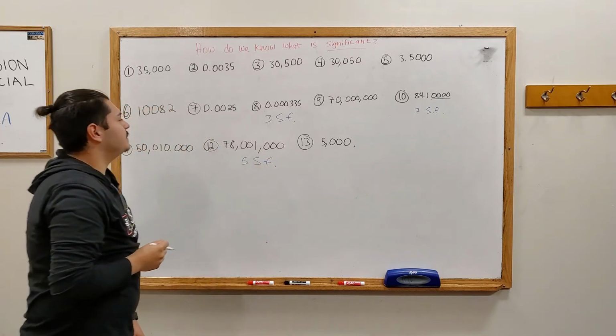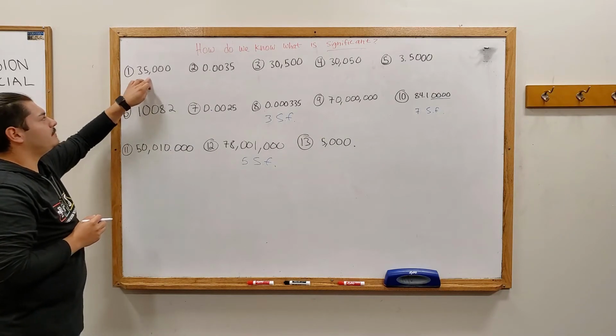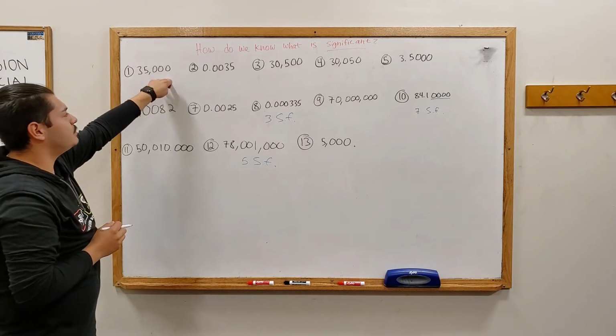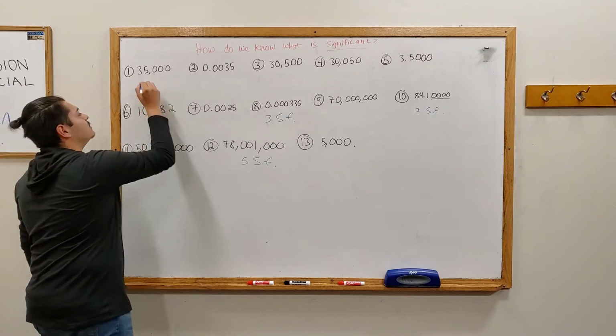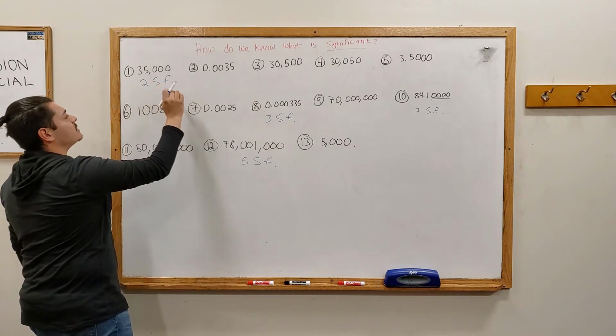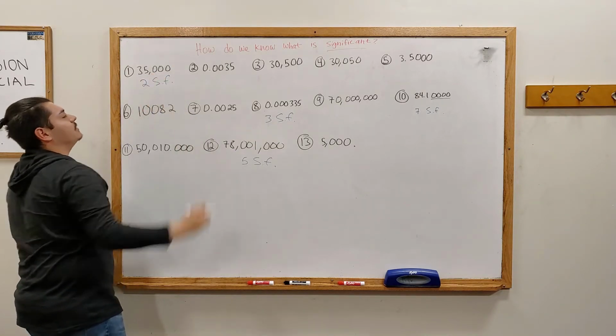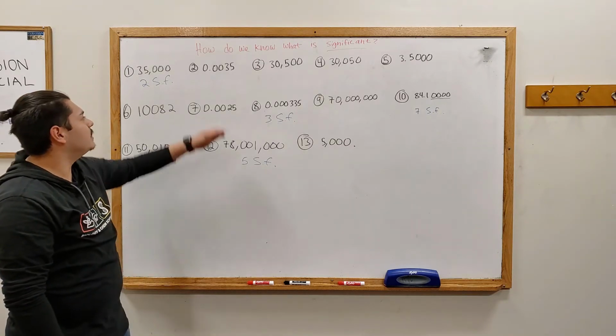That leads me to testing out the trailing zeros. 35,000 is correct to 2 significant figures because there is no decimal place. You have to keep that one in mind. If that decimal place was there, then it would be 5 significant figures.